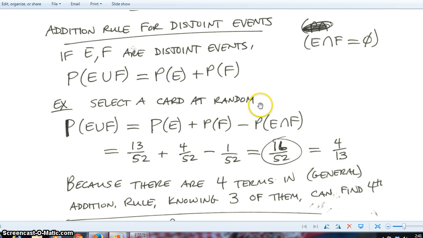Now, a case where you could use the disjoint events formula would be, just to give you an example, finding the probability of selecting a 7 or a 9. Those are disjoint events. If you select a card, you can't get a 7 and a 9 at the same time. You can only get one or the other, but not both. So in that case, the probability would be 4 over 52 plus 4 over 52, and you don't have to worry about the intersection because they're disjoint. So that's a case where you could just use this simpler formula.